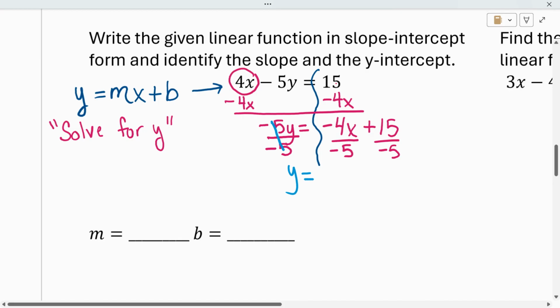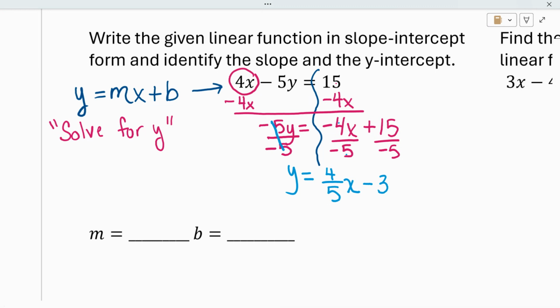So y equals, let's see, I see the fraction 4/5. What does a negative divided by a negative give me? A positive, good job. So I have y equals 4/5 x. And what is 15 divided by negative 5? So negative 3, I'm going to write as minus 3. So y equals 4/5 x minus 3.